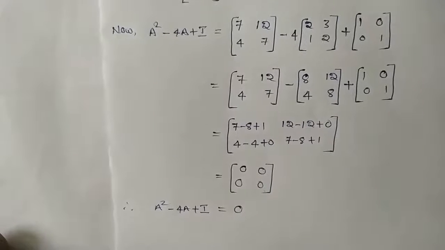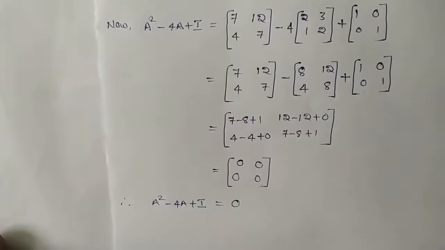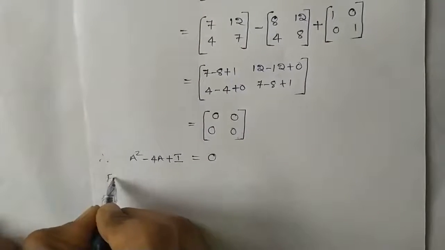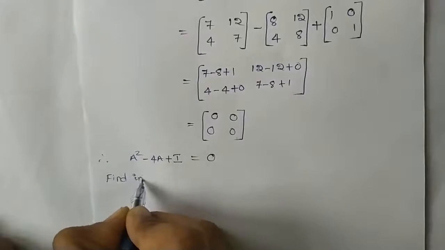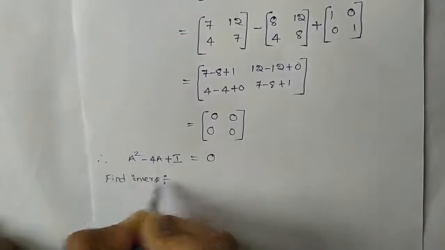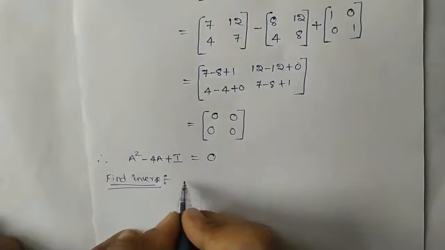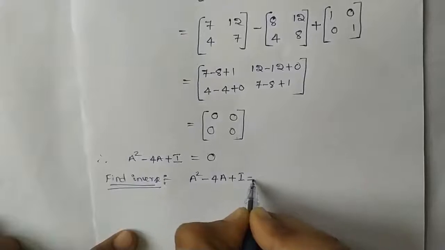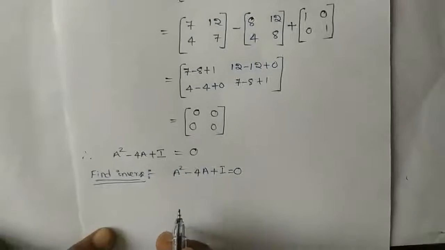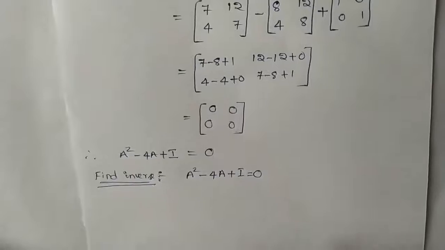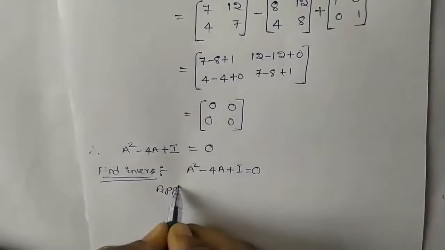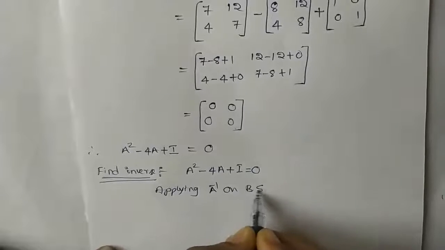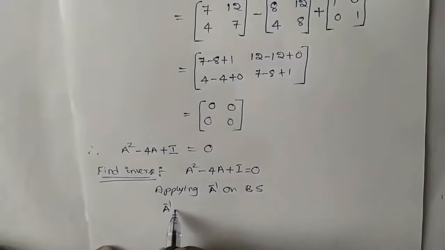of the matrix. How to find its inverse? To find the inverse, first write down the given equation: A square minus 4A plus I equals to 0. Let us apply A inverse on both the sides. Applying A inverse on both sides.